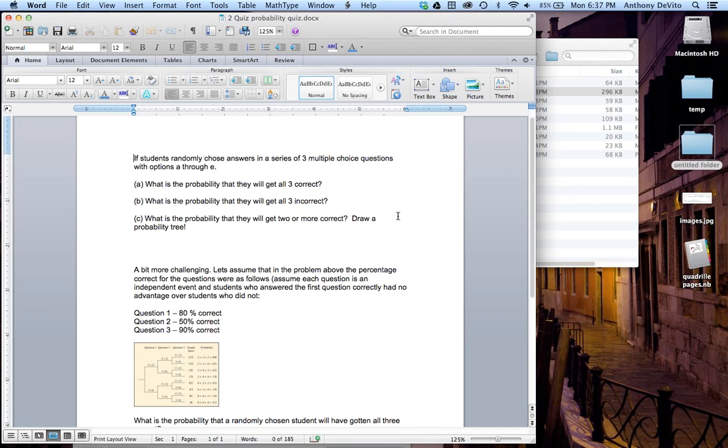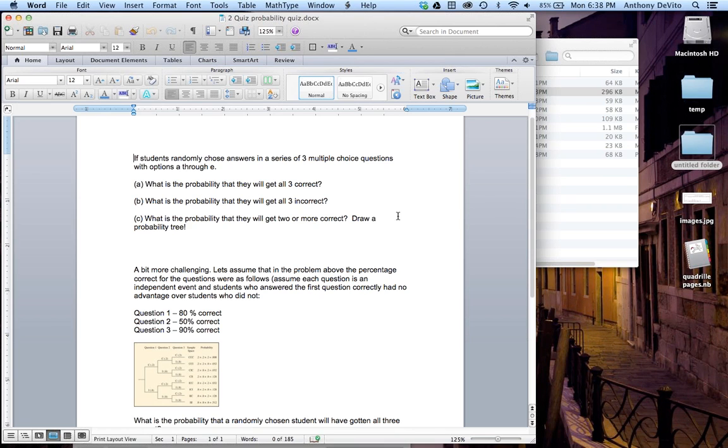0.2 times 0.2 times 0.2, which is 0.04 times 0.2, which is 0.008, right? Am I right about that? I think I am. Okay, good. What's the probability that they'll get 2 or more correct?